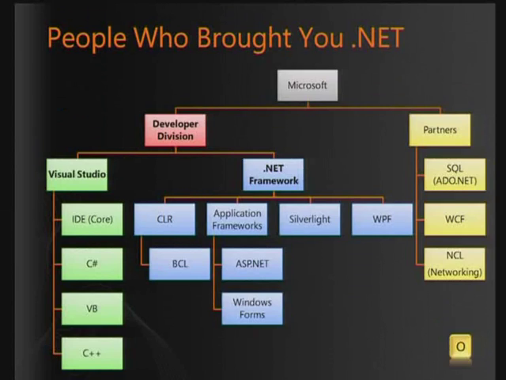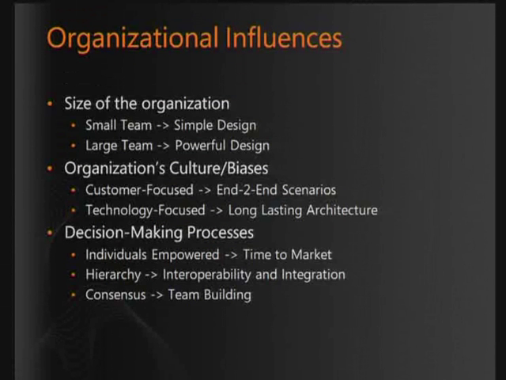So this is just a list of some organizational influences that I was thinking about when I was creating the presentation. You probably have in mind many more. But as I mentioned before, the size of the organization influences the simplicity, the scope of the frameworks. Some cultural biases in organizations: some of them are more customer focused and are better at creating end-to-end scenarios and designing APIs for end-to-end customer scenarios. Some are more technology focused, and they tend to produce architecturally pure APIs, and often it's actually desired for low-level components in the framework that have to really withstand the test of time.